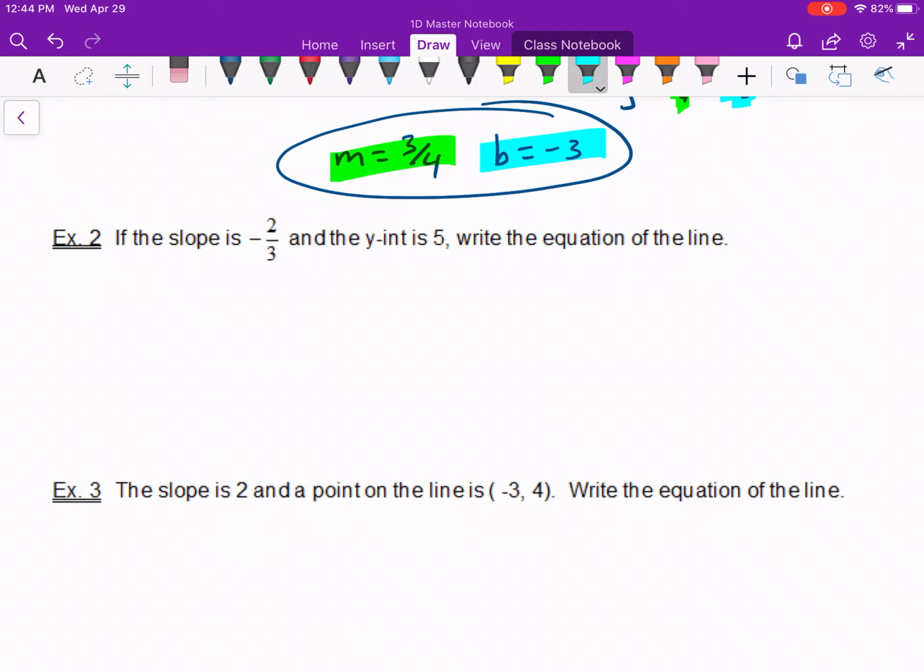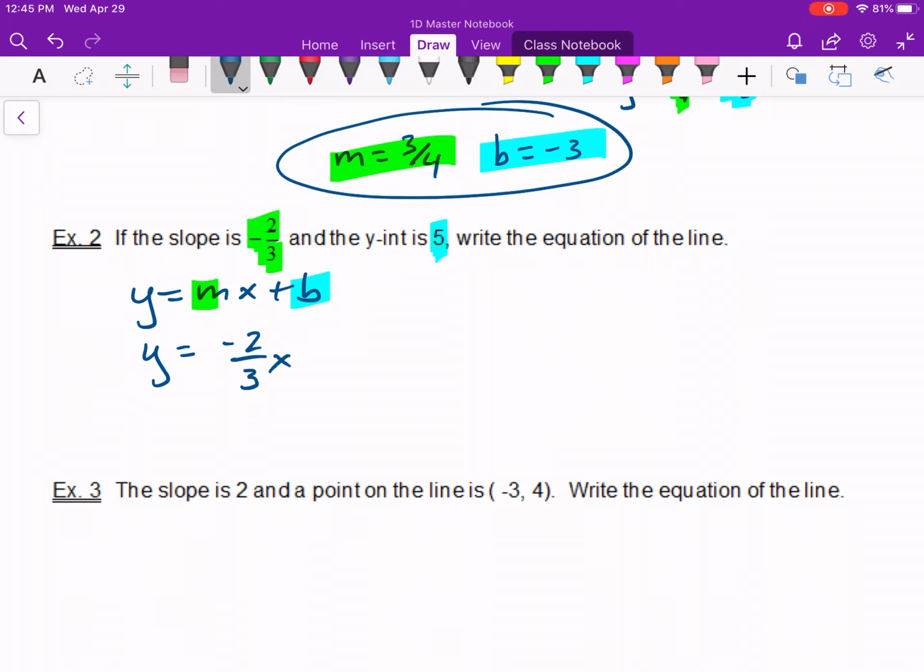If the slope is negative 2/3 and the y-intercept is 5, write the equation of a line. No problem. They've given it to us in the format we're already using. Slope, I'm coloring green today, and y-intercept, I'm coloring blue. All I have to do is put the numbers in their appropriate spots. So I'll put negative 2/3 in for m. I'm going to slip that negative sign up on the top because I like to have the negative sign in the numerator always. I'm going to put the 5 in for b, and that's the end of that one.